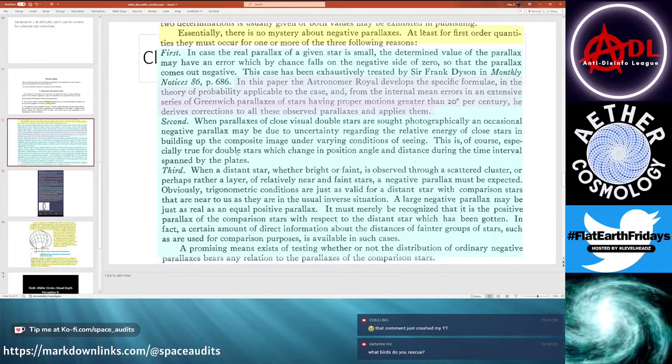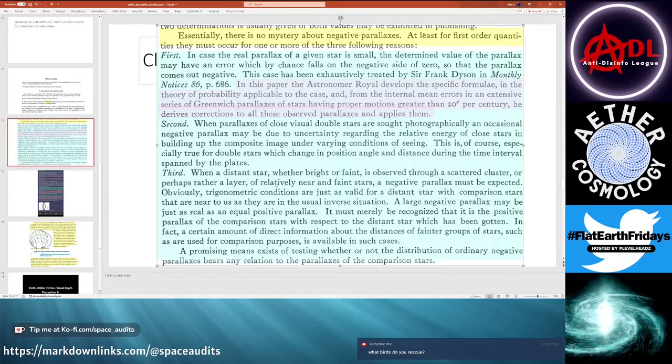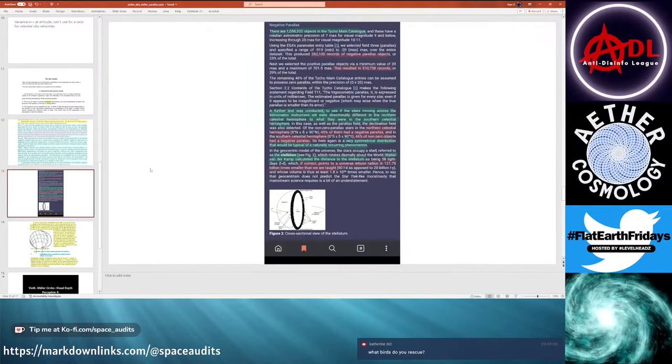Maybe the background stars moved. Oh, wait, what are the background stars again? Oh, the ones that they say don't move, that they used as a reference for the ones that they say do move. So maybe the reference point moved. You know, who knows? It's all very confusing in the heliocentric model.